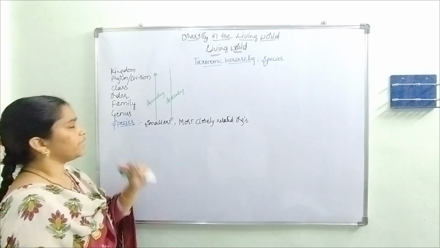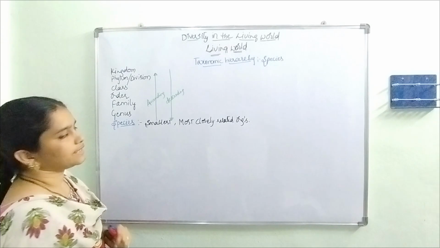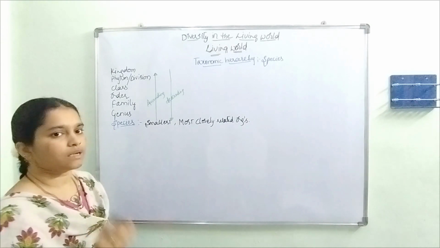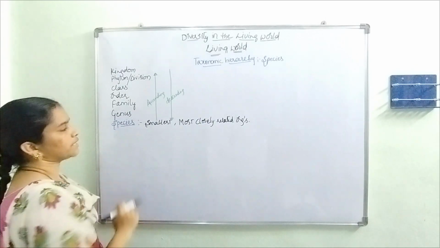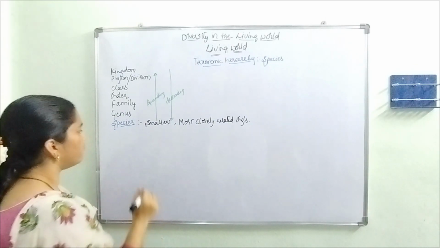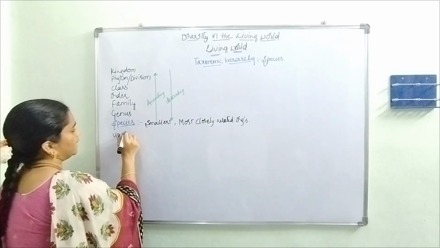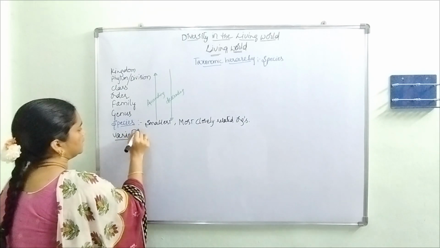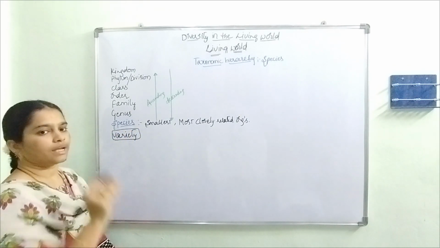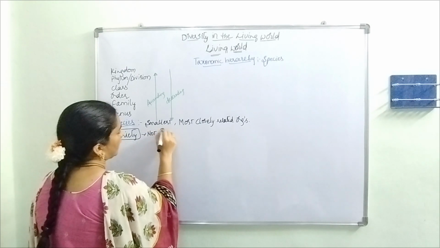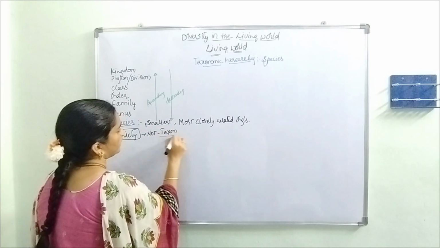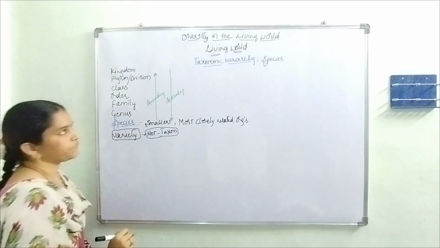Earlier we discussed that some of these categories were given by Linnaeus. They are class, order, genus, species, and one is missing, that is variety. This variety category is not considered a taxon, so it is excluded.